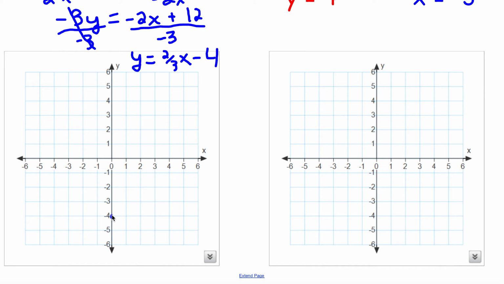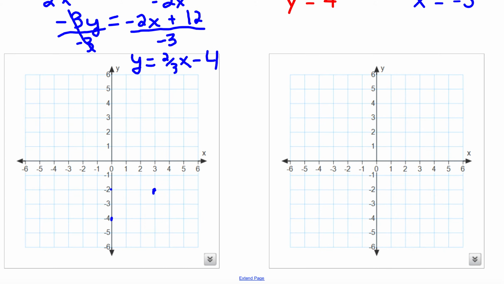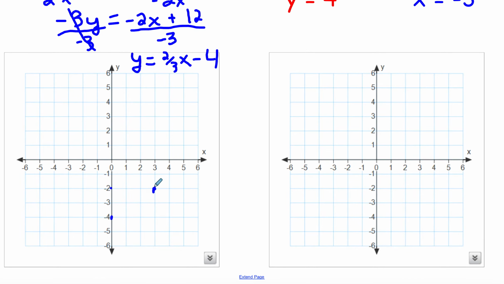So I'm going to go up 2. Now my mouse doesn't want to work. I'm going to go up 2, 1, 2, and then I'm going to go over 3, 1, 2, 3, and I'm going to plot this point. So there's one of my points. And then I'm going to do the same thing again. I'm going to go up 1, 2, and then I'm going to run 3, 1, 2, 3. There are my 3 points, and there is my line.